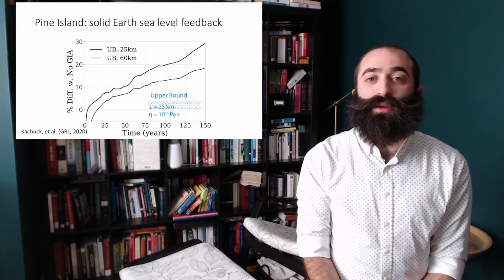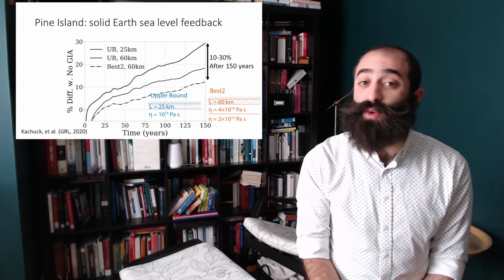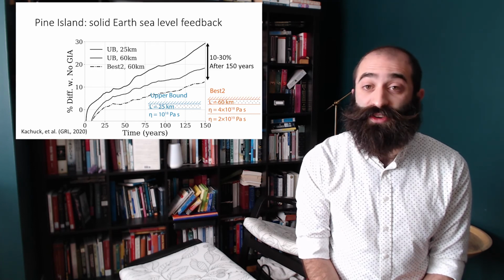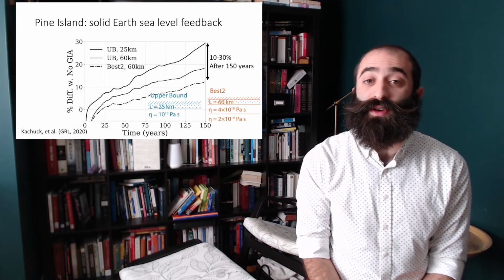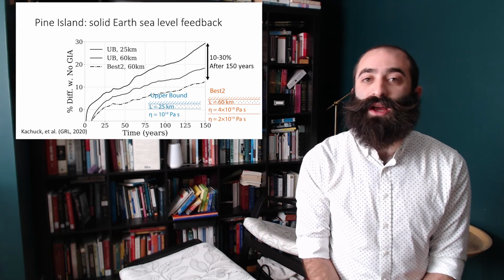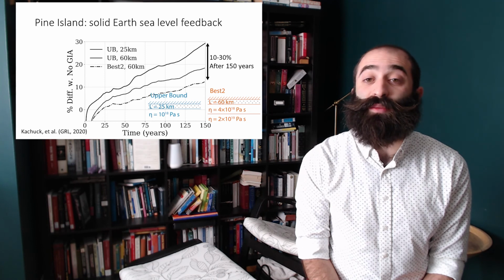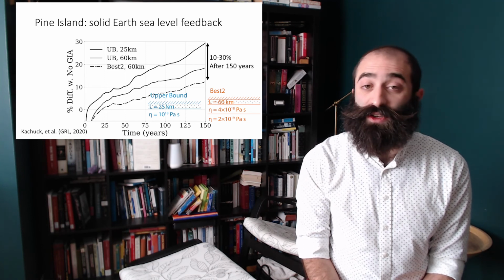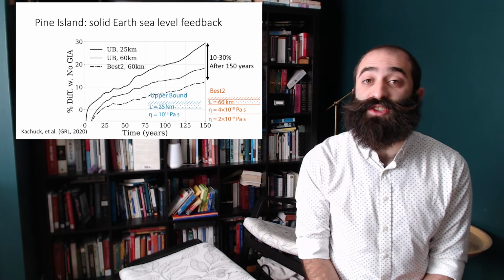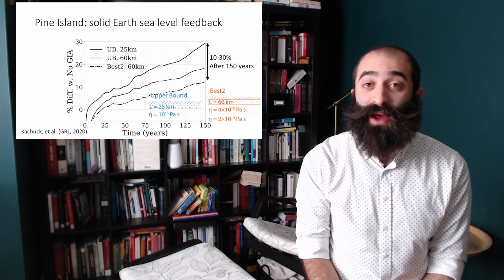Similarly, using the more viscous, layered Best 2 rheology from the Barletta et al. regional study with a 60-kilometer lithosphere, the longer relaxation times on top of the thicker lithosphere further decrease the magnitude of the feedback, so that after 150 years, the volume of ice lost is 12% less than a static bed.